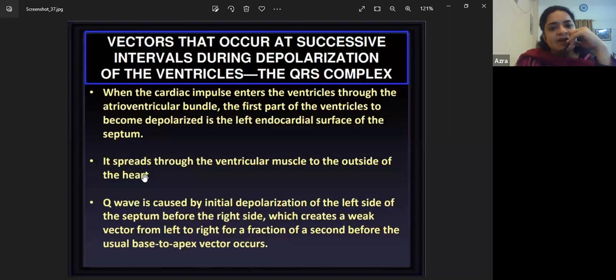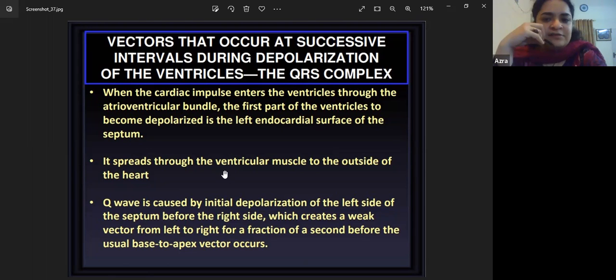The next point is that it spreads through the ventricular muscles to the outside of the heart. Here is the atrioventricular bundle, and here it goes through the ventricular muscles to the outside of the heart. Outside the heart, there are ventricular muscles. So it spreads through the ventricular muscles to the outside of the heart.